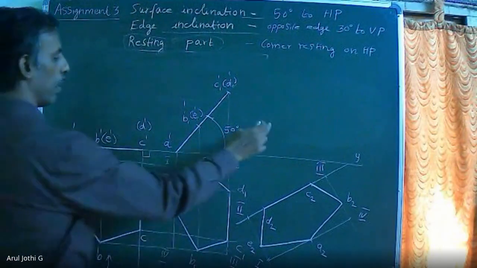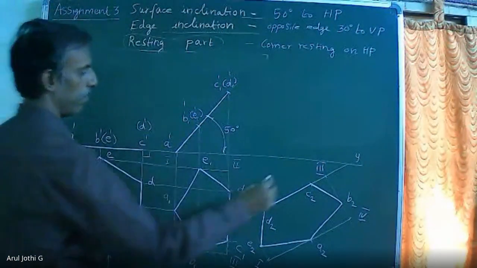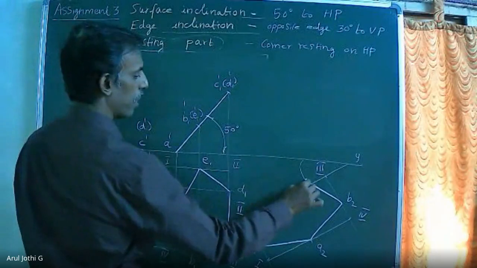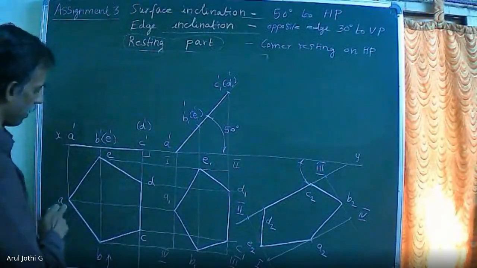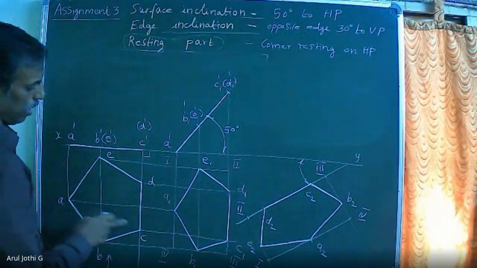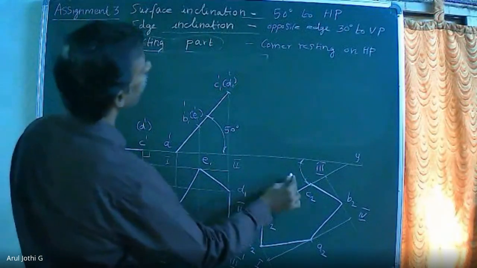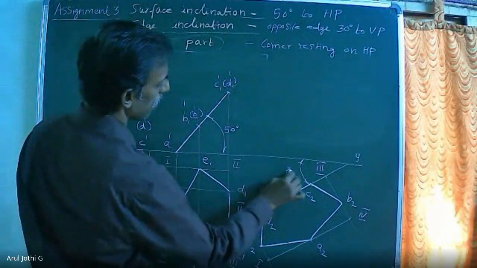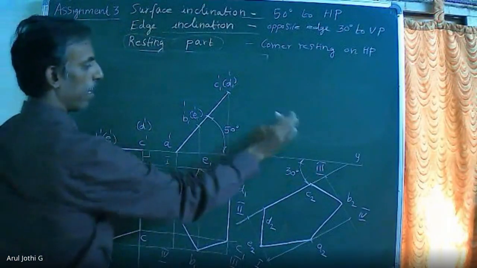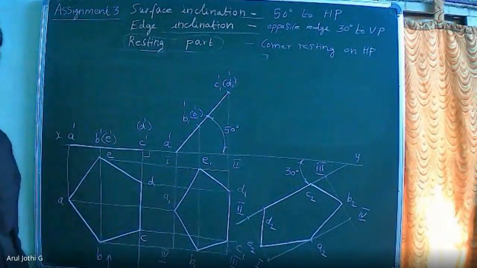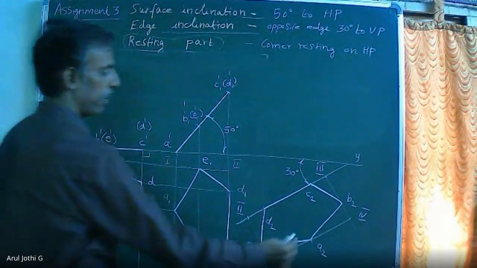Now we are going to draw the final stage front view. So that resting edge. The edge CD opposite to the resting corner. So the CD is inclined 30 degree to VP. Now we are going to draw the final front view using projection.